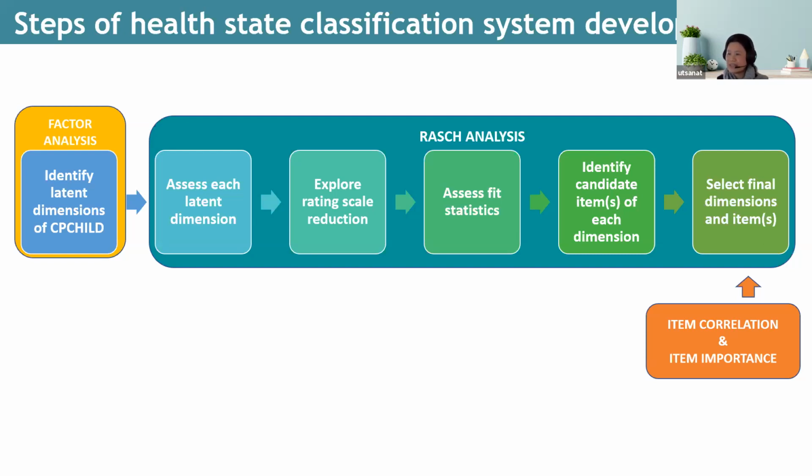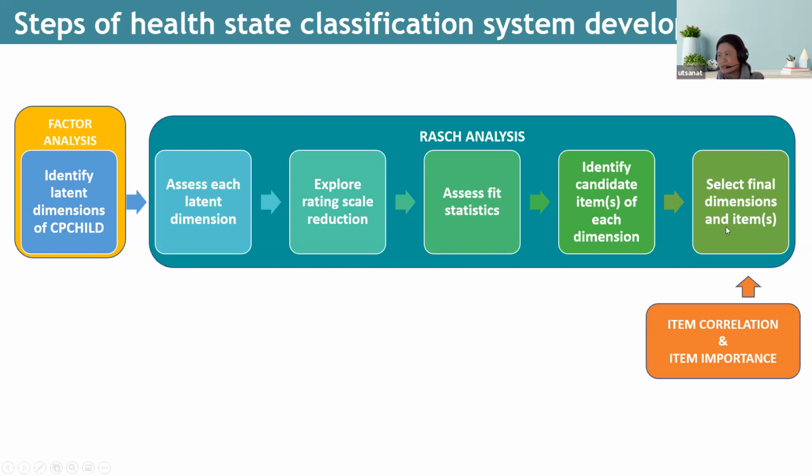We're also looking at the rating scale reduction as well. As I mentioned earlier, the CPCHILD sometimes has up to 7 rating scales, and some rating scales are quite similar, for example, fairly often and a few times. So I also explore whether it is possible to collapse similar rating scales together. And after we do all these steps, we come up with the candidate items that I will present today.